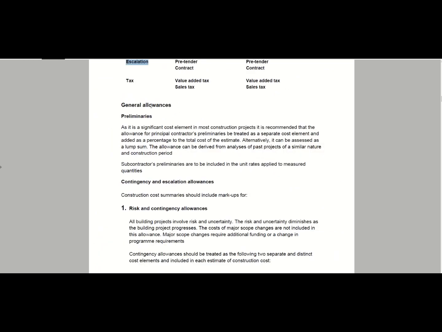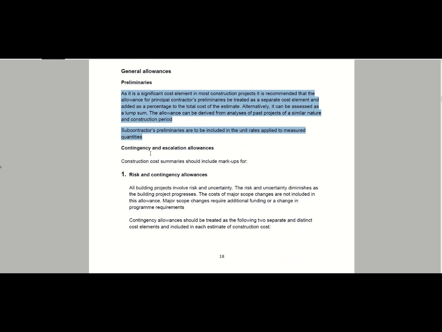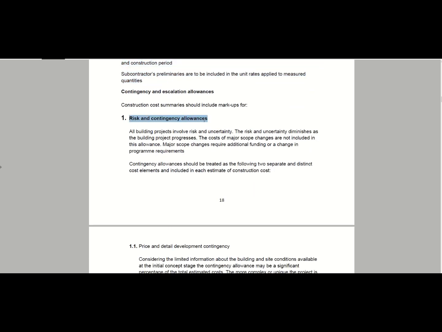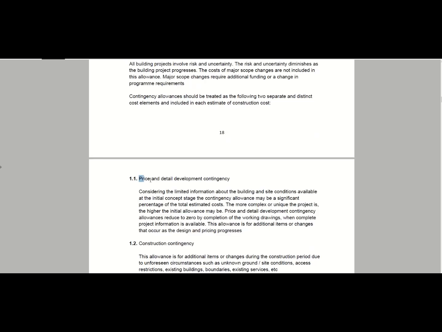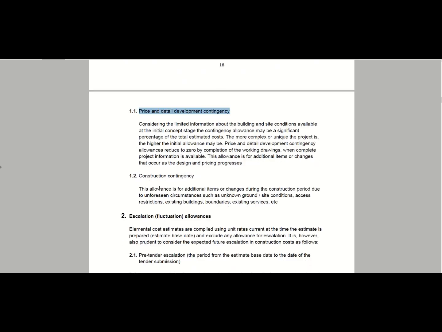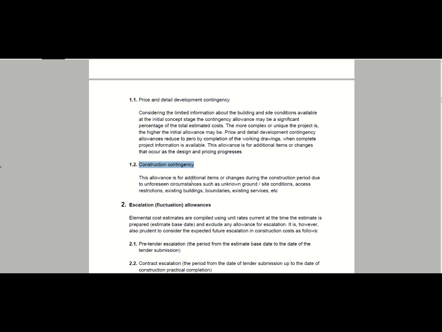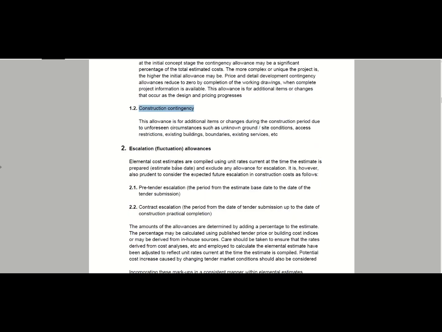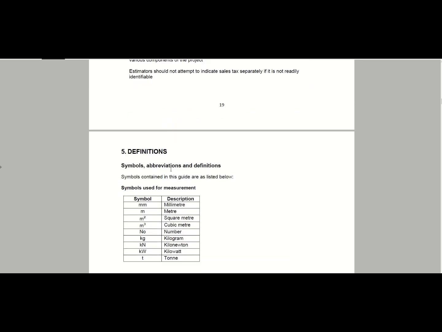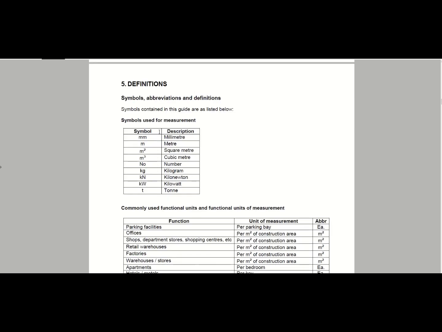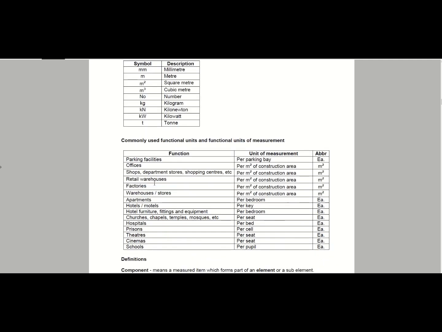Okay, so your general allowances, you can read through this. Here's some nice items that you can look at. Risk contingency allowances, price and detailed development of contingencies, construction contingencies, escalations, some explanations on how that works. Then we've got our definitions. This is just the symbols and the different units that you might use during your measurement.